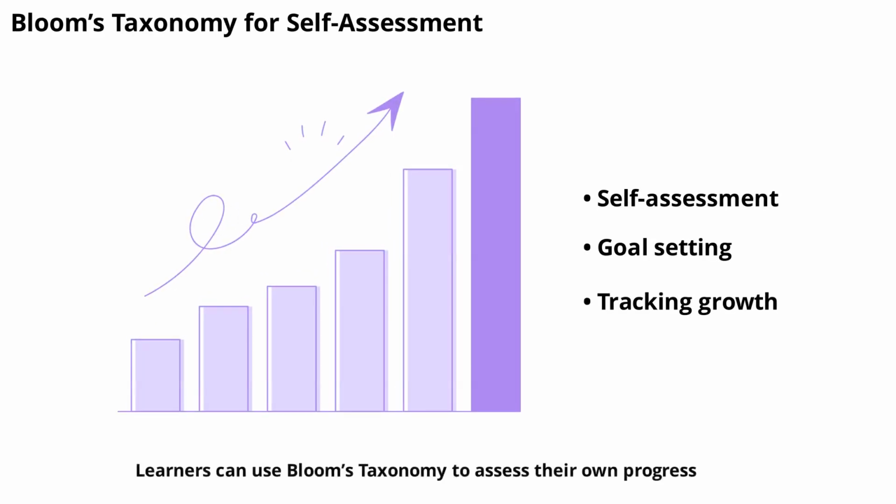Learners can use Bloom's taxonomy to assess their own progress. By reflecting on which levels they've mastered, students can set goals for improvement and track their growth. This self-assessment fosters independence and motivation.